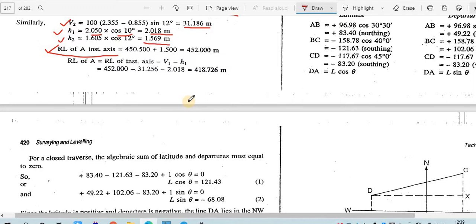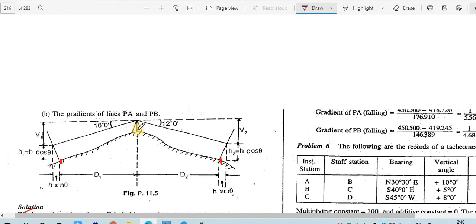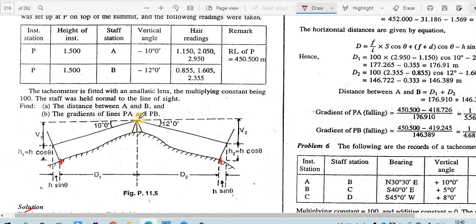In order to calculate the RL of A, first we need the RL of instrument axis. We need to add the height of instrument to this particular level. So RL of P, 450.5, plus the instrument axis height, 1.5, will give you the instrument axis level. Minus V1 minus H1 will give you the RL of A, and similarly the RL of instrument axis minus V2 minus H2 will give you the RL of B.